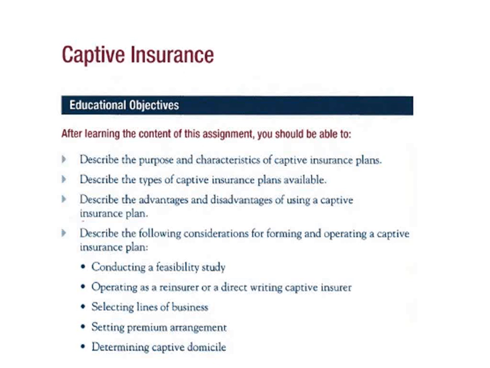These are some of the basic steps, but you're going to need a little more detail as we go in there. They are conducting a feasibility study, operating as a reinsurer or direct writing captive, which we'll explain, selecting the lines of business, setting the premium arrangement, and determining the captive domicile. These are really the steps you would take as you start considering forming a captive.